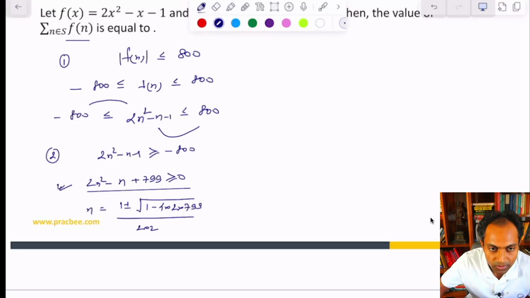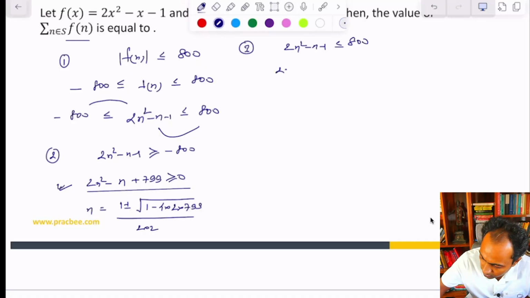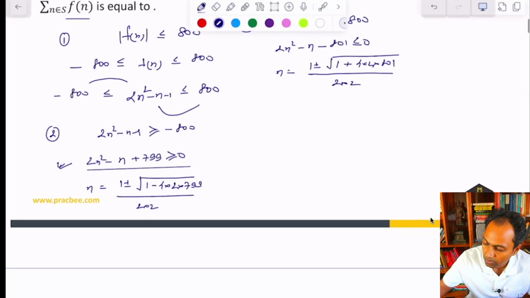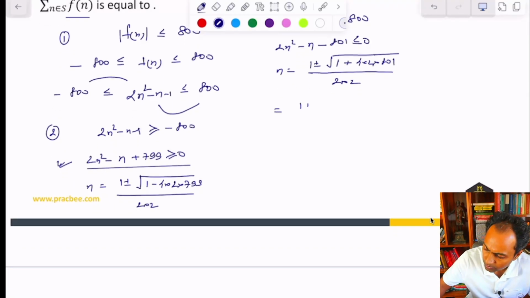Now let us move to the next one, that is the third part, where we will check it for the other side. So 2n square minus n minus 1 is smaller than or equal to 800. If I bring it to the left hand side, 2n square minus n minus 801 would be smaller than or equal to 0. If I find the roots, they will come out to be 1 plus minus root of b square, that would be 1 minus 4, so that will become plus 4 into 2 into 801, divided by 2 times a. Now it is not very difficult, because this can be written as 1 plus minus root of 8 into 801, that is 6408, plus 1.